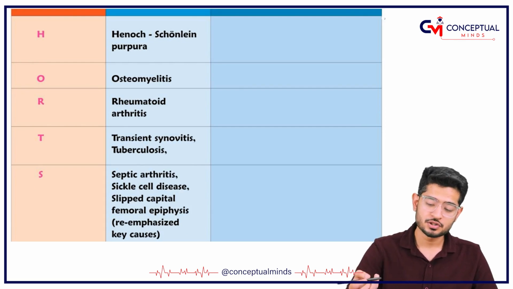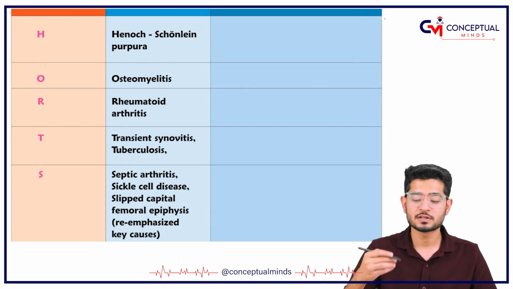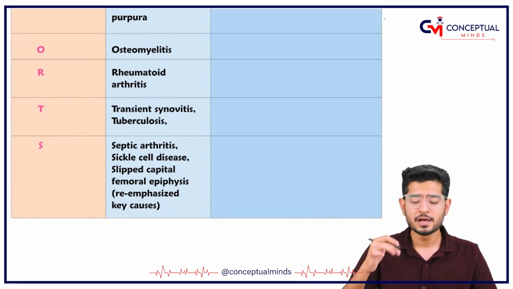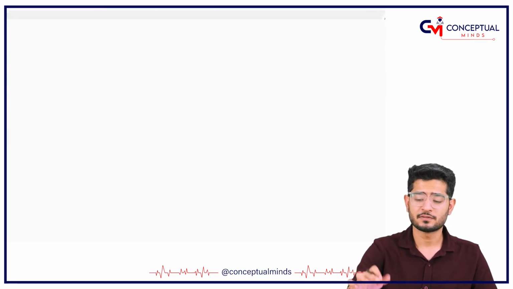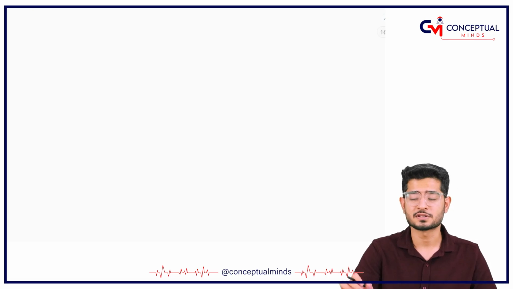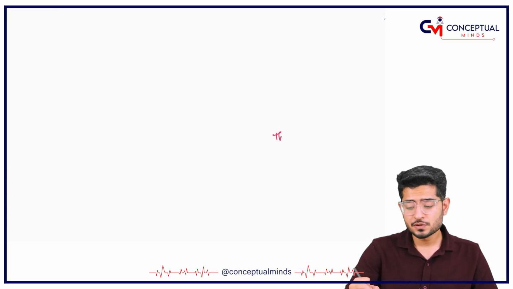Then you have osteomyelitis, rheumatoid arthritis, synovitis, tuberculous arthritis. So every itis is going to have pain, and of course the child is going to present with a limp.